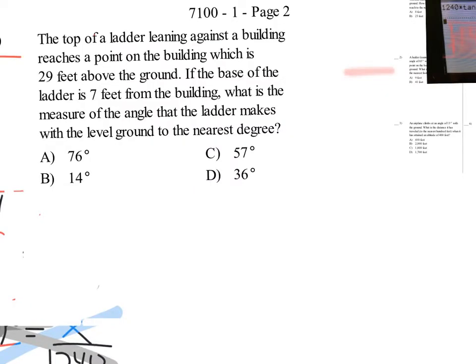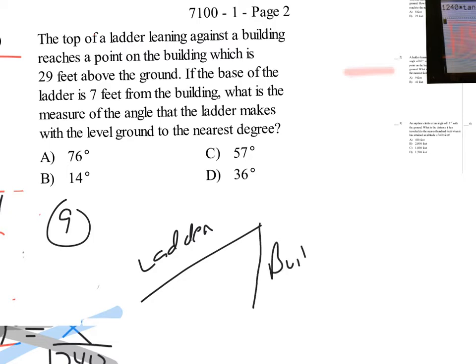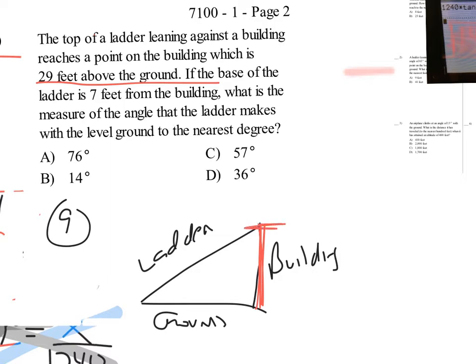Problem 9. The top of a ladder is leaning against a building. So here I have my ladder, and then I have the building. It says the top of a ladder leaning into the building reaches a point on the building which is 29 feet above the ground. So my ground is the horizontal distance. So we're reaching a point on the building 29 feet above the ground. So 29 is going to be that side.